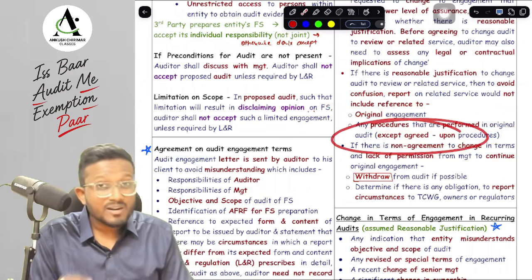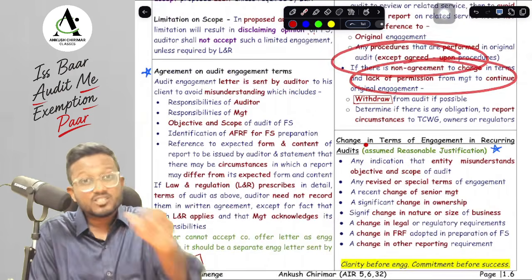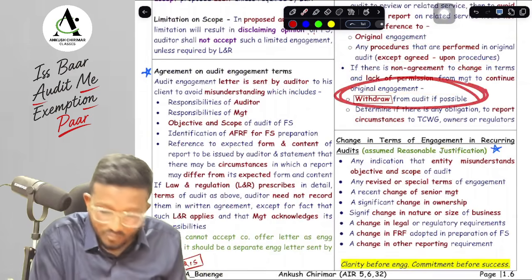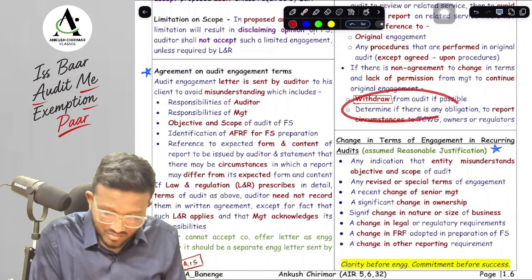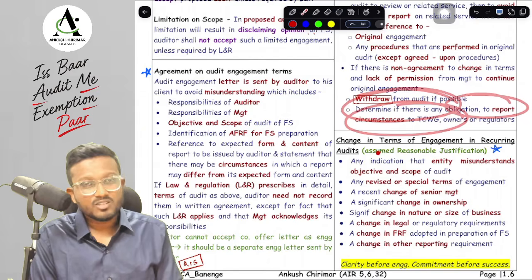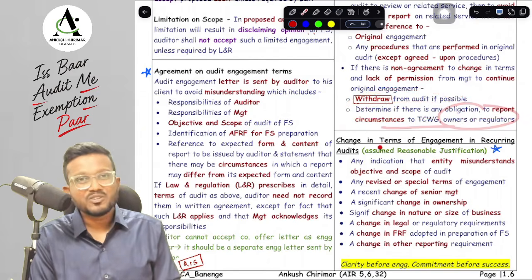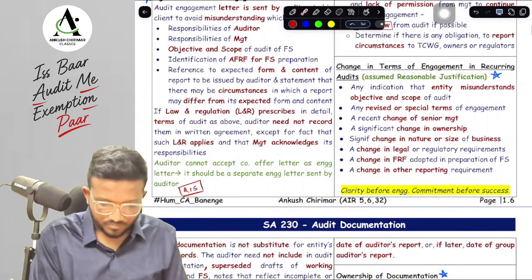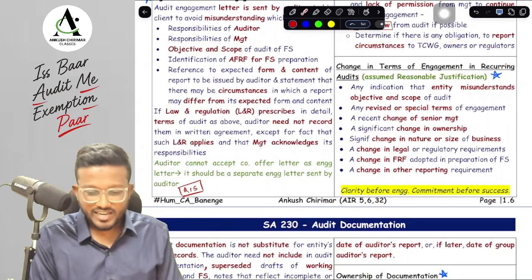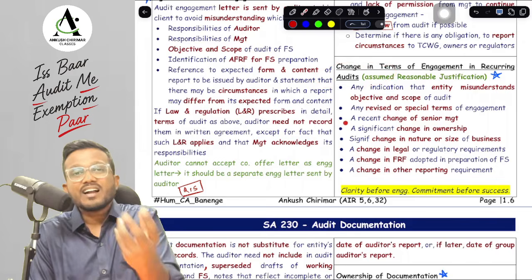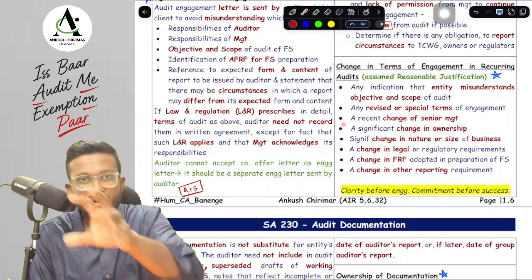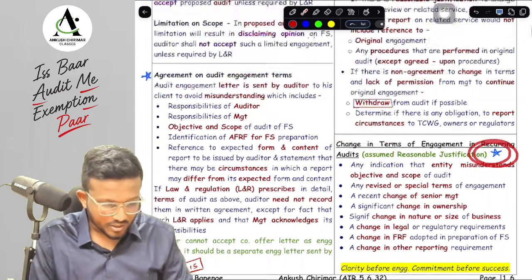If there is non-agreement to change the terms of engagement and the management is not allowing us to continue the engagement, then we should withdraw from the audit if possible, and we should determine whether there is any responsibility to report to the TCWG, owners or regulators. Okay, yes sir. Next, in terms of recurring audit, what are the factors that can help us in changing the terms of engagement or reminding the entity of the existing terms? This is also an important topic for you.